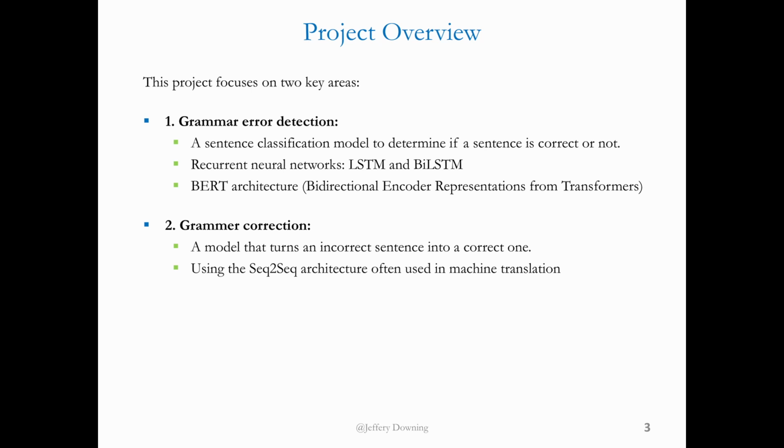So I started by building a sentence classification model to determine if a sentence is correct or not. I built a model using recurrent neural networks with long short-term memory cells as well as BiLSTM. And then I built another model using the BERT architecture. The second key area is grammar correction. So I built a model that takes an incorrect sentence and turns it into a correct one. And both of my models use a sequence to sequence architecture, which is often used in machine translation.